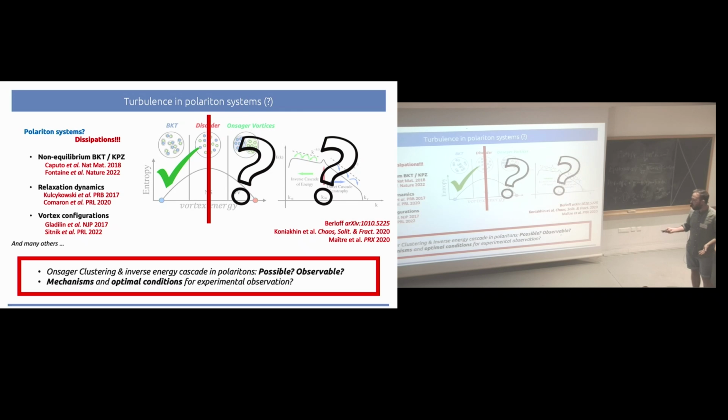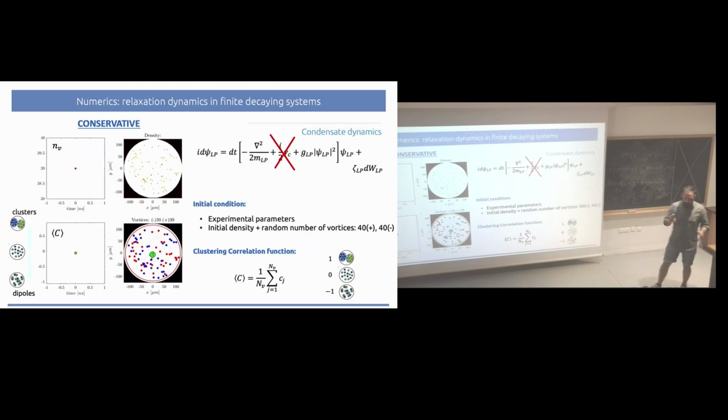Is this physics observable? And if so, what are the mechanisms that drive these physics and the optimal condition for the experimental observation? So we decide to tackle this problem first numerically. We look at the relaxation dynamics in a finite decaying system. We focus first on the conservative case.